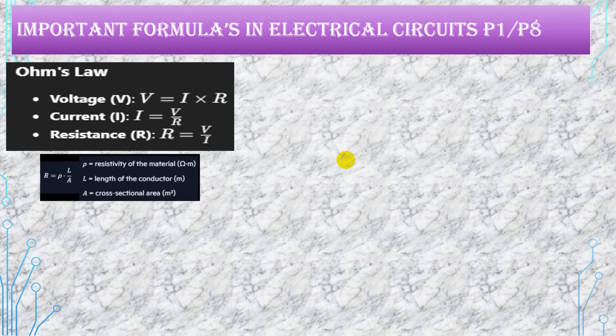Now this equation is given by R equals rho L by A, resistance in terms of material. Rho is the resistivity of the material, measured in ohm meter, which varies across copper, aluminum, silver and many other materials, but the best material we use is copper. L is the length of the conductor in meters, and A is the cross-sectional area in square meters.